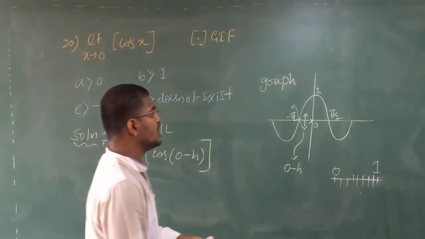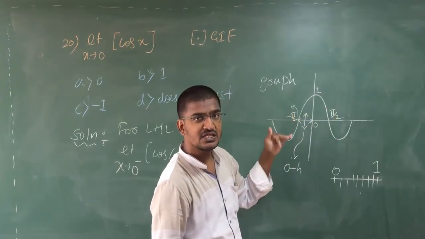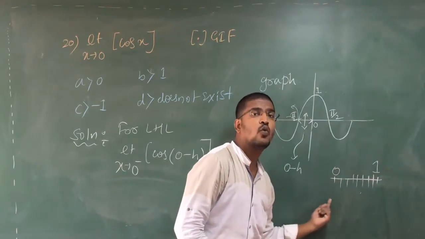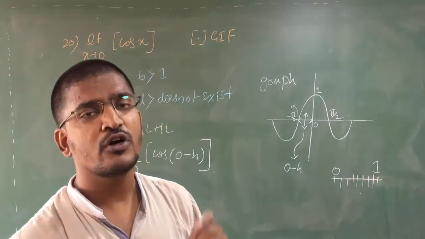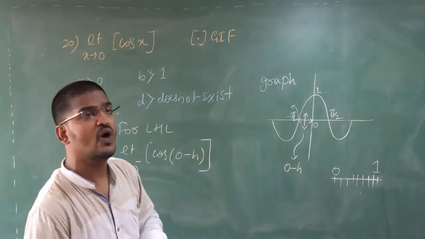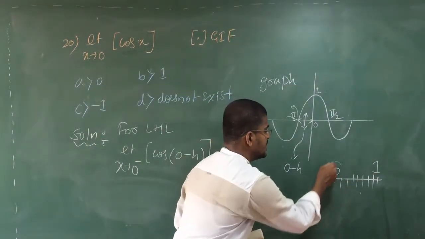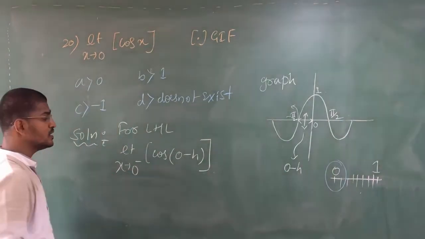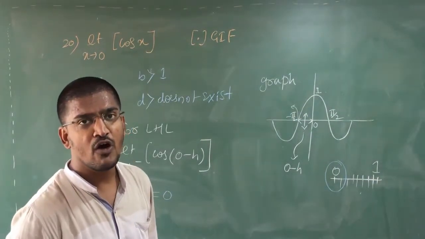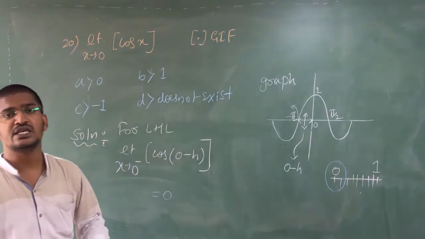Have you got my point? At 0, cos x is 1. At pi by 2, it is 0. At minus pi by 2, it is again 0. If I go for 0 minus h, it will be in between 0 and 1. That means the output of cos x will be in between 0 and 1. Because of the greatest integer function, it is going to be 0. So the output of this will be 0. Have you got my point? Clear? For LHL, limit x tending to 0 minus of the greatest integer of cos of 0 minus h is again 0. Clear? Okay.